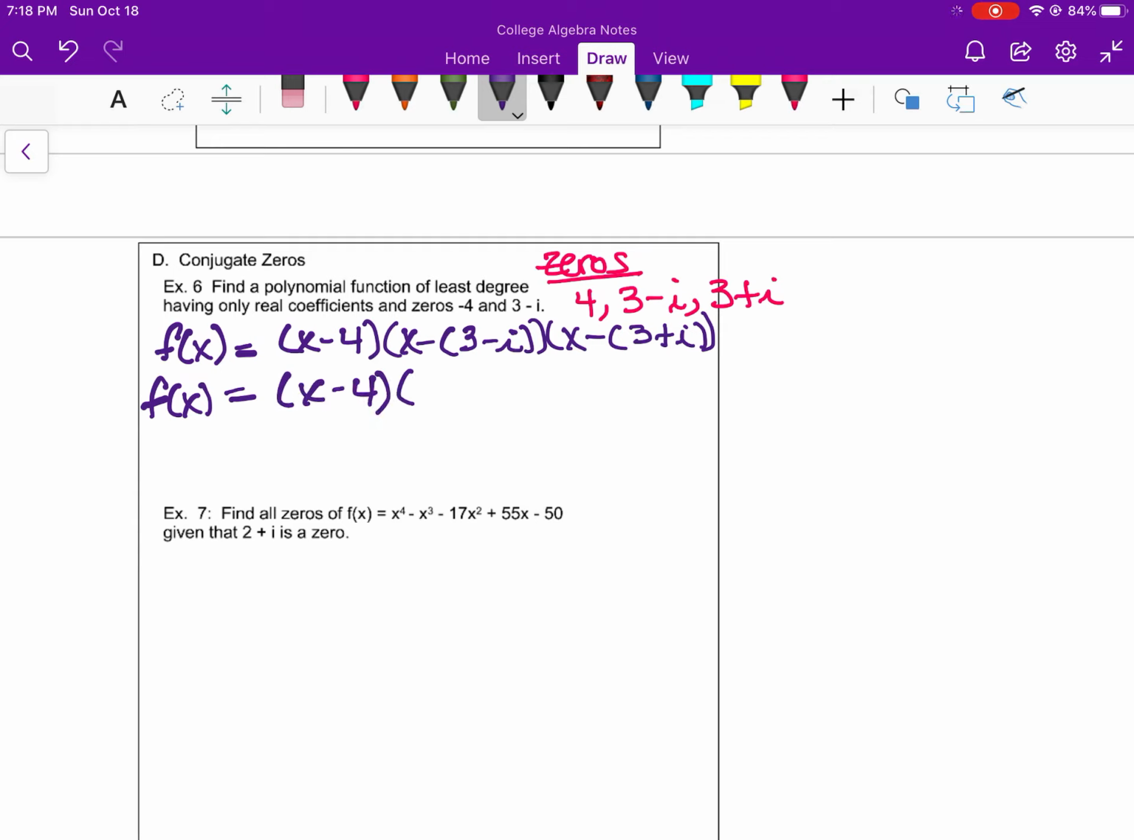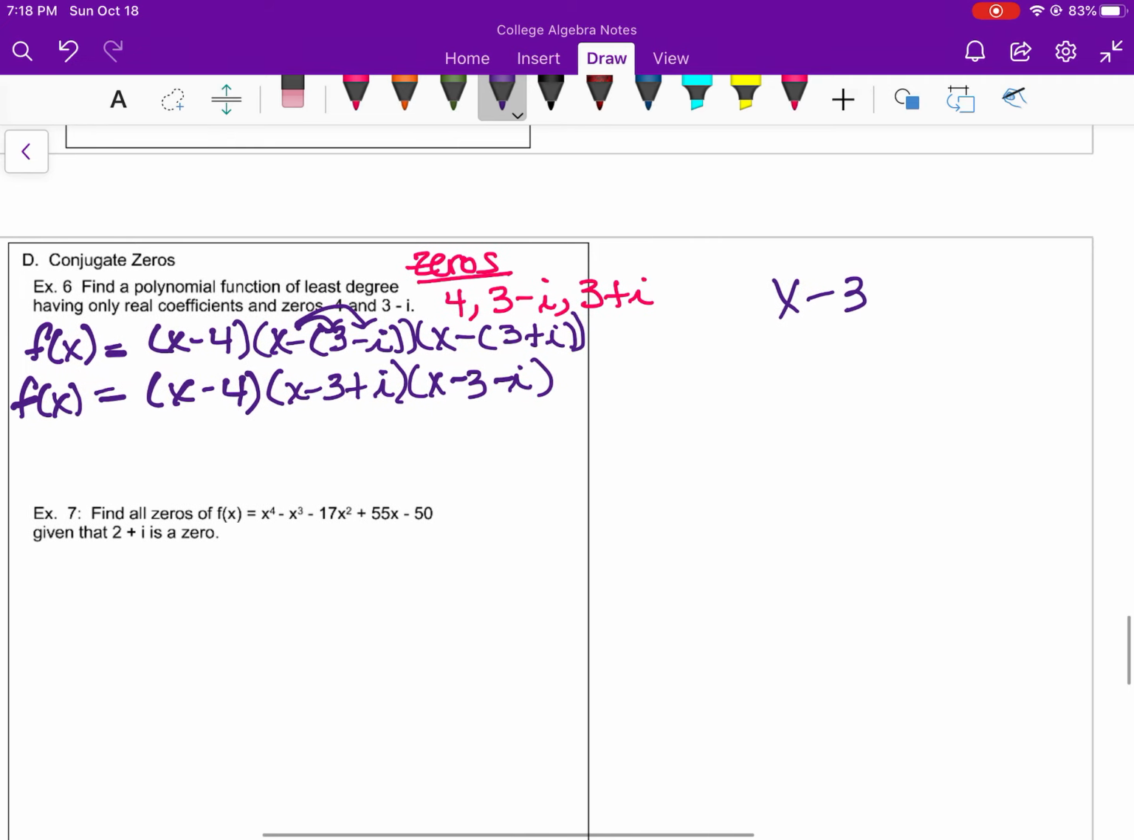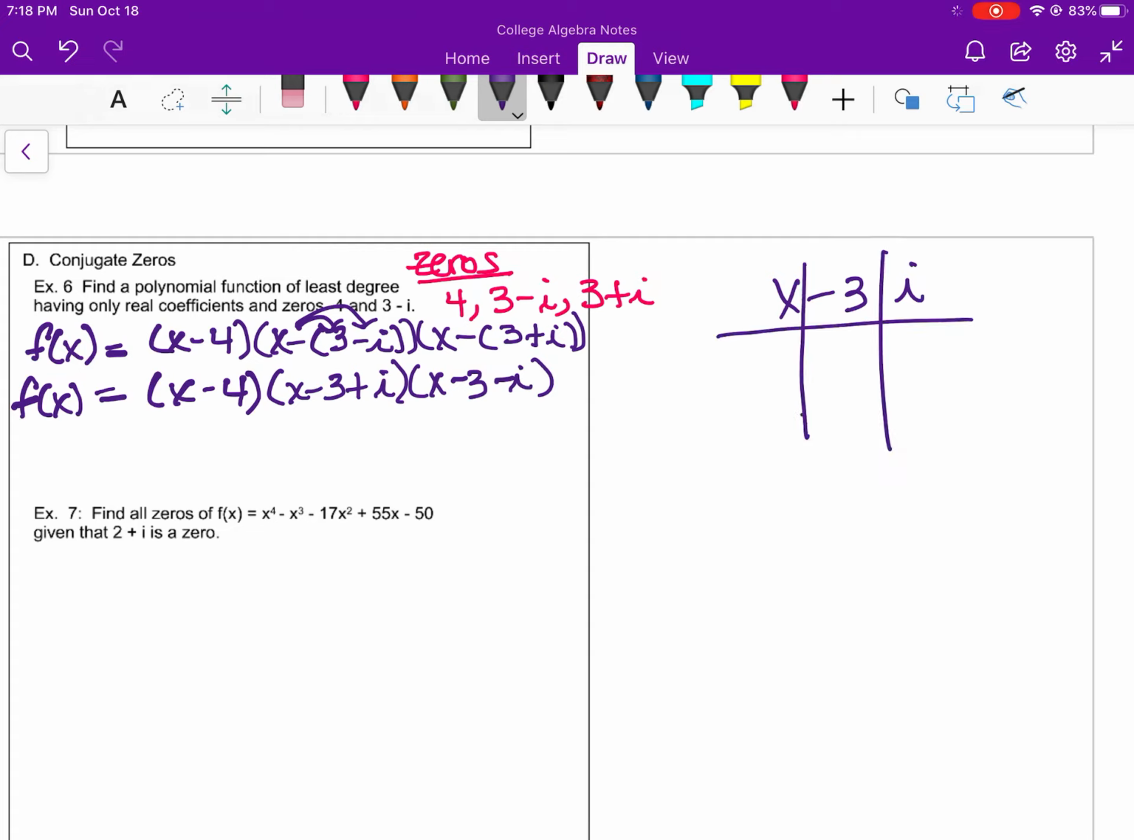And to do x minus 3i, let's do this first. So I distributed my negative. To multiply those together, I'm going to set up a table, and go ahead and do the product.